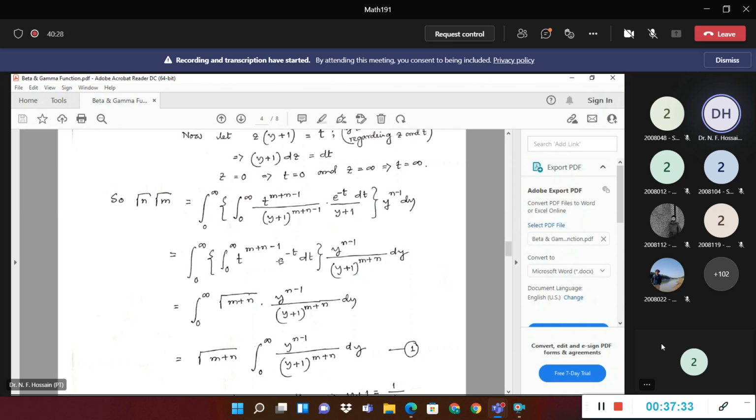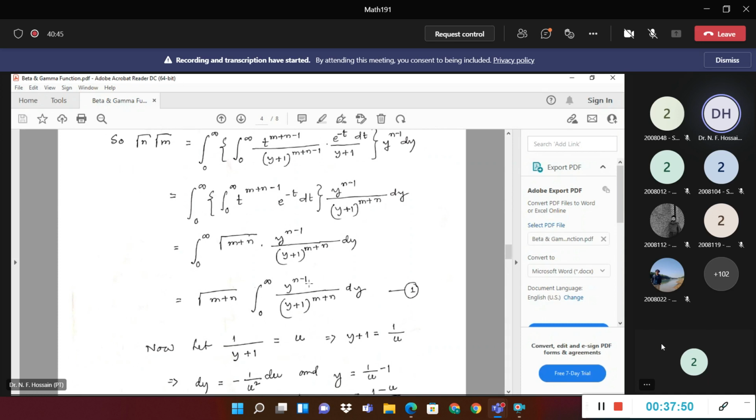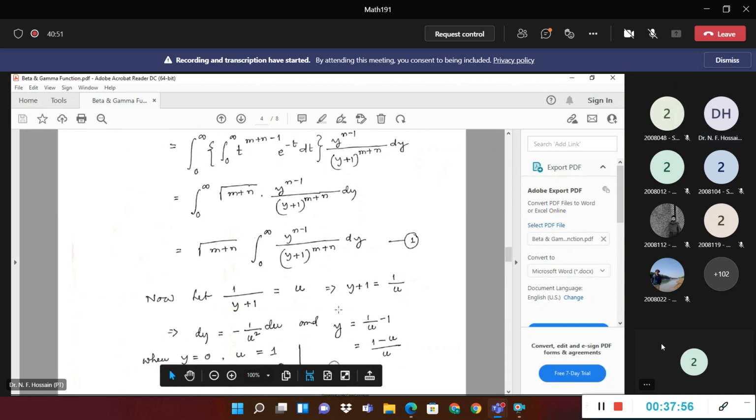So according to the definition of gamma function, it is nothing but gamma m plus n. Sorry, it is nothing but gamma m plus n. So this is a constant now, and we can take it outside this integral. So under the integral with respect to y, there remains y to the power n minus 1 divided by y plus 1 whole to the power m plus n.